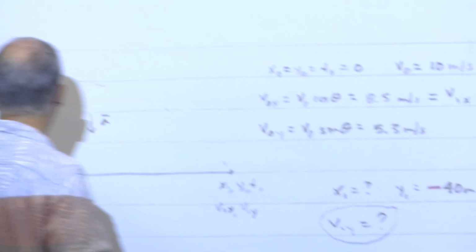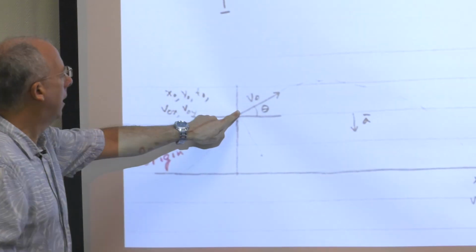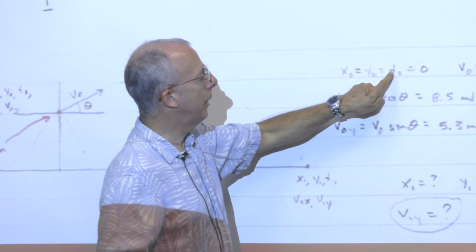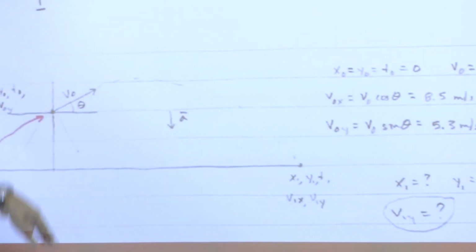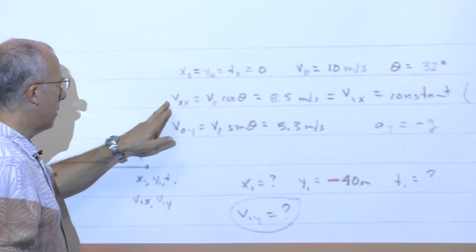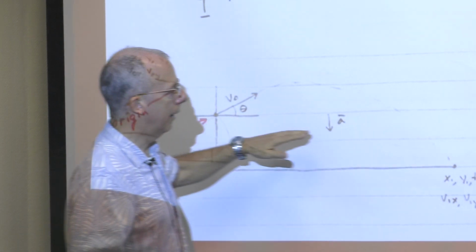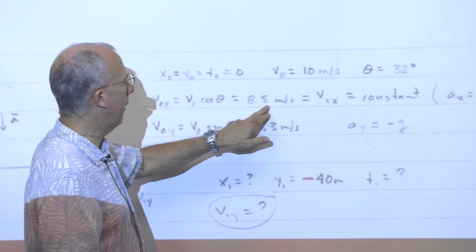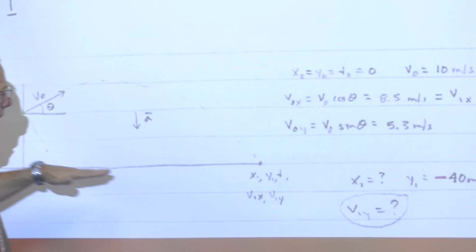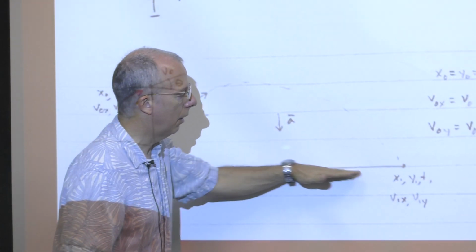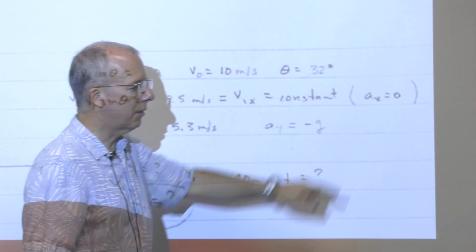So let's go. Okay, so first, we want to define everything here. And again, this is my origin. So if this is my origin, x0 equals y0 equals t0 equals 0. Now, we're given v0 as 10 meters per second. But again, we want the horizontal piece and the vertical piece. And the angle is 32 degrees. So v0x equals v0 cosine theta, right? You plug it in, you get 8.5 meters per second. Now, remember, this is free fall. So v0x equals v1x, right? The horizontal velocity never changes for free fall.